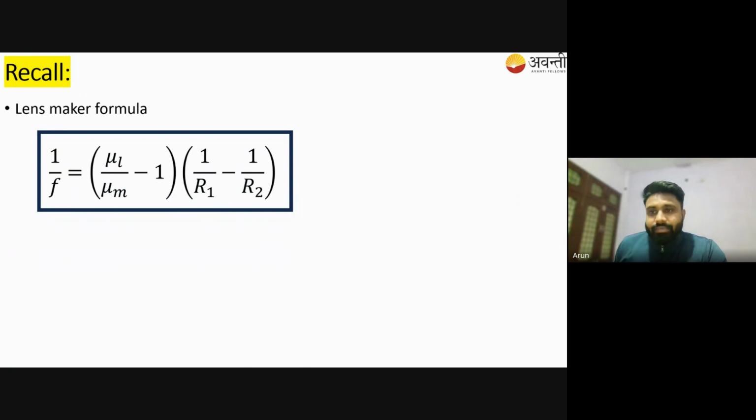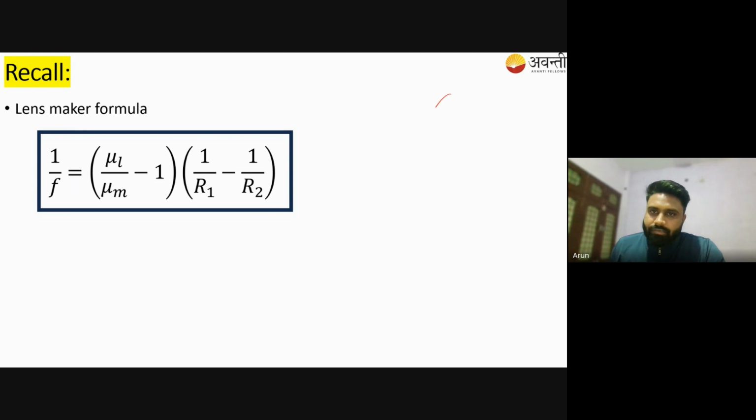Next part, the lens maker formula that we have derived in the earlier class. It is very simple to remember. 1 upon f equals to mu L, the refractive index of the lens, divided by the refractive index of the medium in which the lens is present, minus 1, multiplied with 1 upon r1, the radius of curvature of one surface, minus 1 upon r2, the radius of curvature of the second surface.